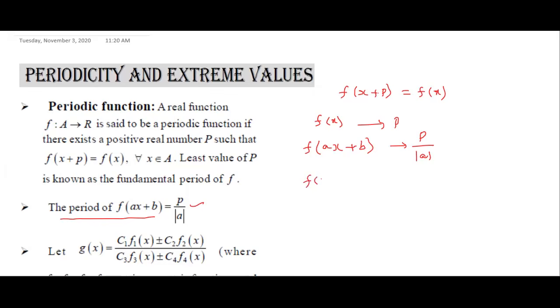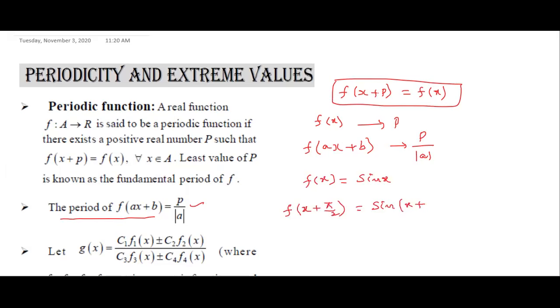What is the period of f of x is equal to sine x? We want to verify this condition. In place of p, suppose we take pi by 2. f of x plus pi by 2 is equal to sine of x plus pi by 2. This is sine of 90 plus x, second quadrant. Sine 90 changes to cos x. It is not equal to f of x. So the periodic condition has failed.